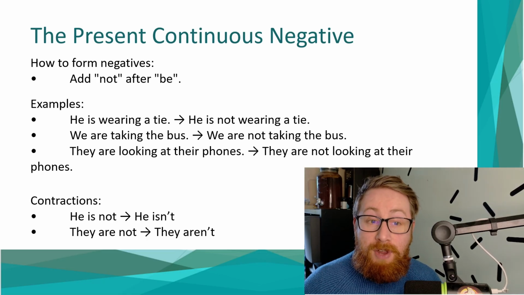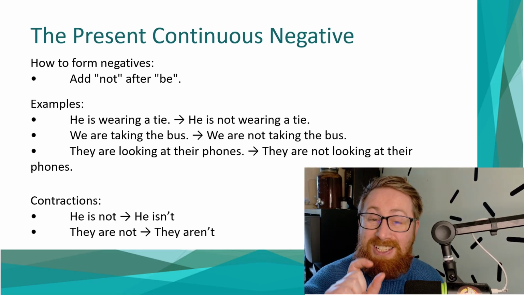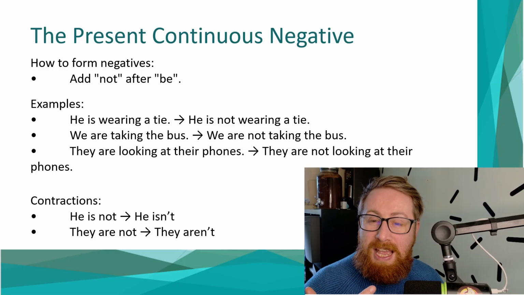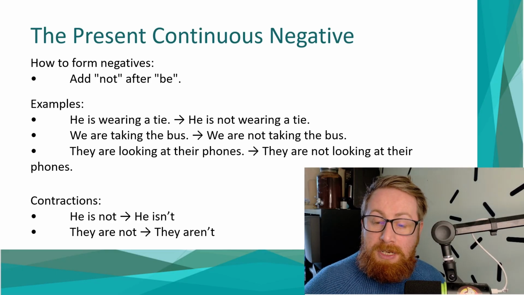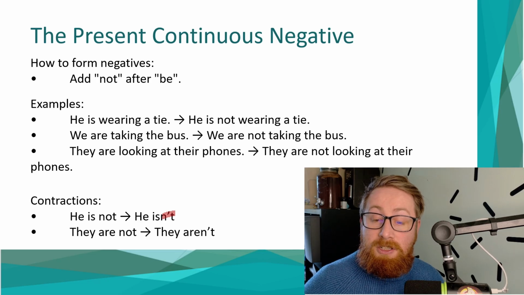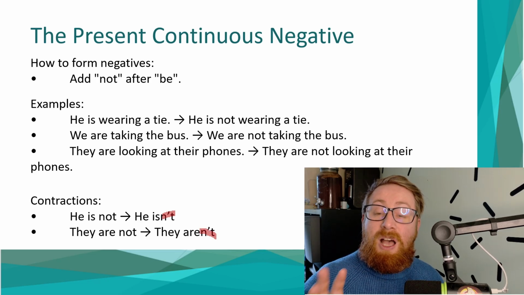So he is not can also be contracted. We love using contractions in English. It makes the sentence shorter, makes it quicker to say, something that native speakers use a lot. So he is not becomes he isn't. We take away the O, we smash it all together. They are not, take away the O, becomes aren't. They aren't.